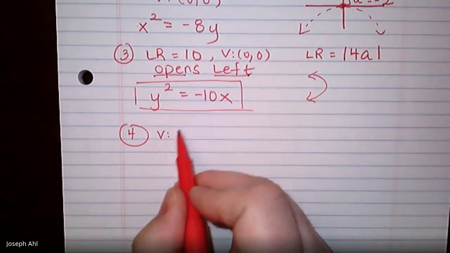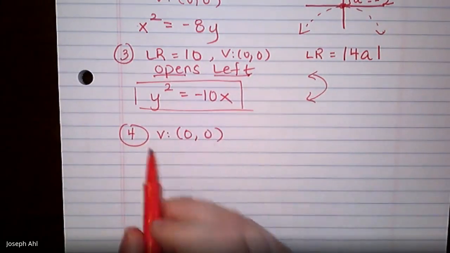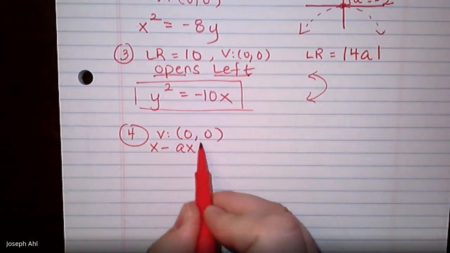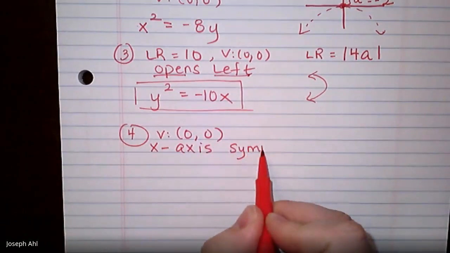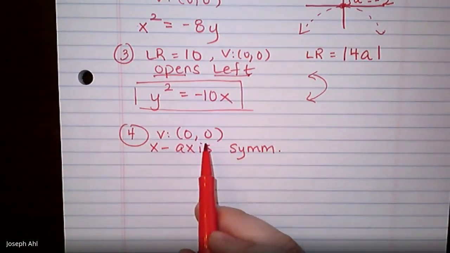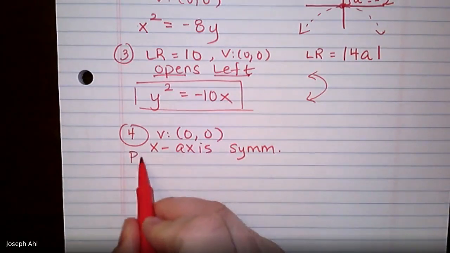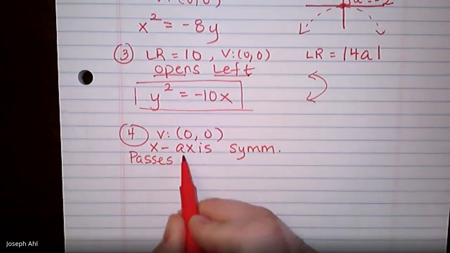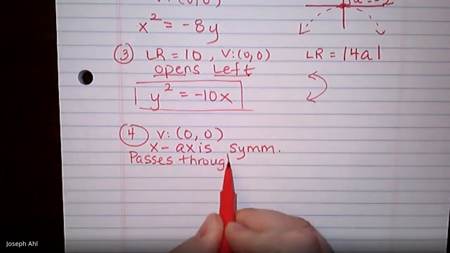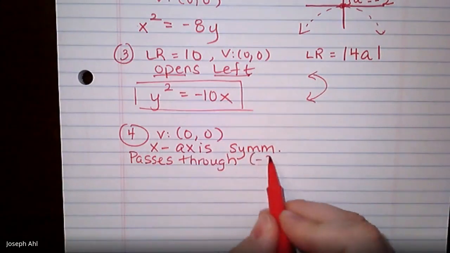All right, let's do one more of these, and then there'll be some practice on the homework that you'll see just like it. Okay, this is a parabola whose vertex is at the origin, has x-axis symmetry. We'll talk about what that means in a moment here. And we know the parabola passes through the point negative 3, 6.